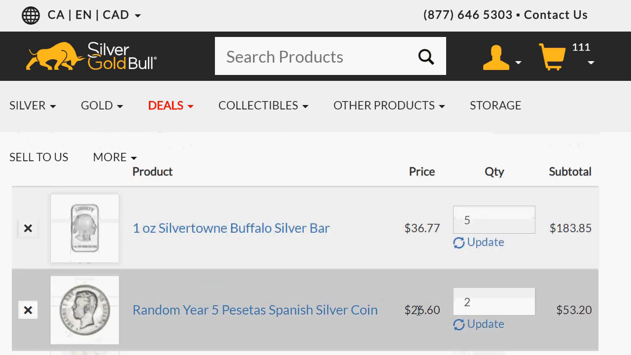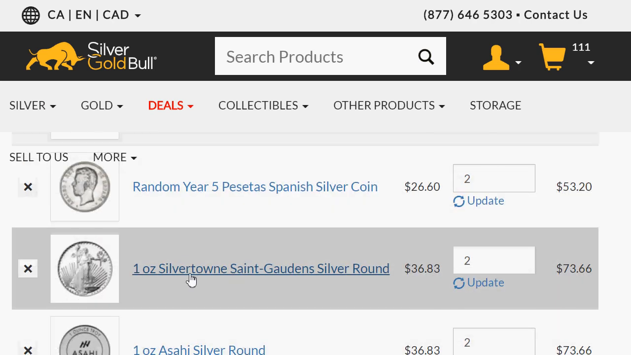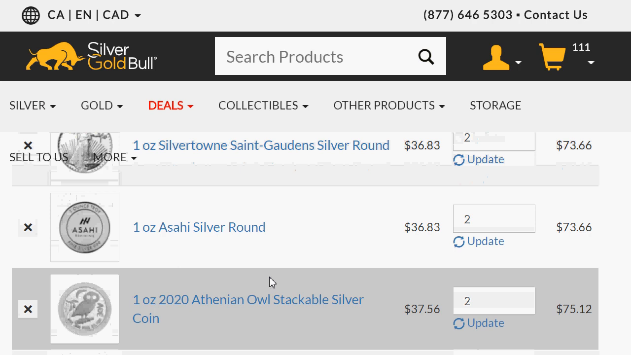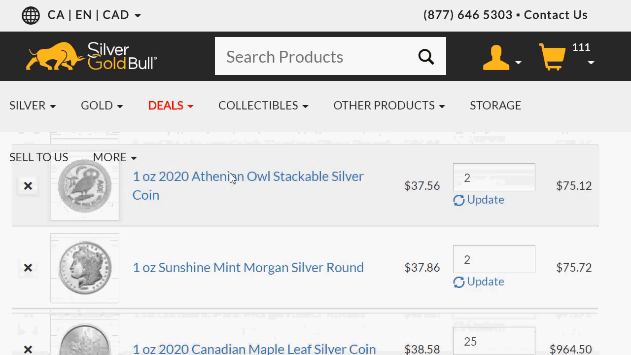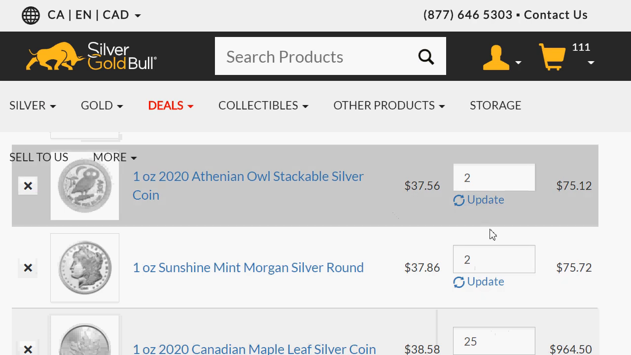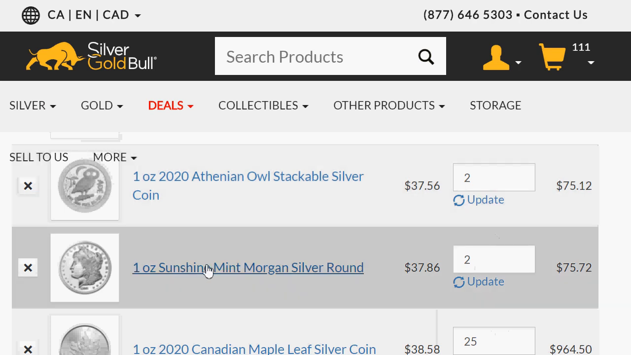This is like a constitutional type coin, so each coin is under an ounce of silver. It's $26.60 Canadian. 2 of them, and then Silvertown Saint Gaudens silver round, 2 of them. Just a random one of these, and a lot of others like 2 and 3 or some of these other coins. 2020, I like these coins, but I don't have any 2020, so I'll pick 2 more of them up. Sunshine Mint Morgan silver round, just to have, I suppose.